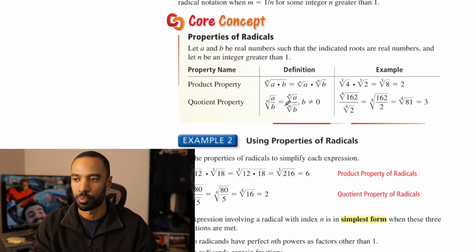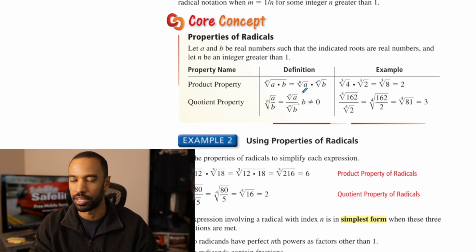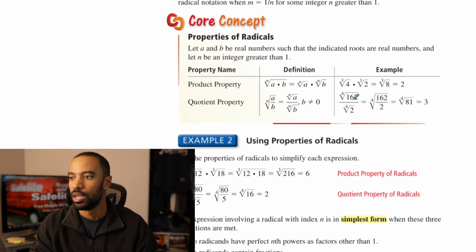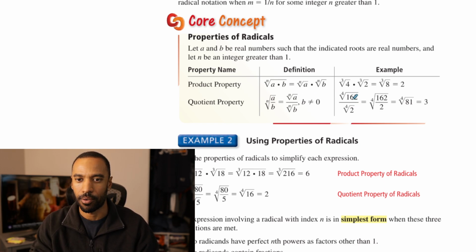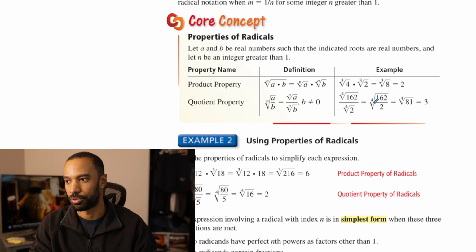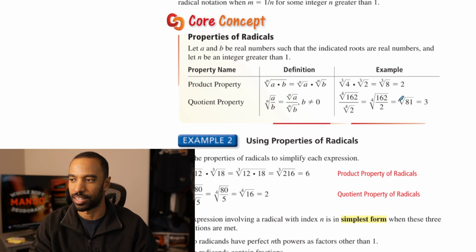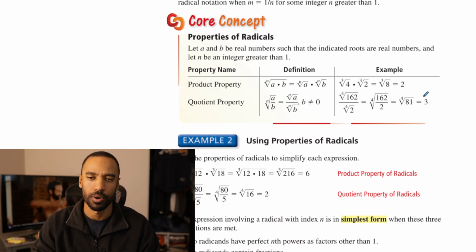And same with nth root of a quotient. You can split them up that way or rejoin them depending on what it is you're trying to do. So they're split up right now. I don't know the 4th root of 162. Don't know the 4th root of 2. But when you divide them under the same 4th root hat like this, you get 4th root of 81, which of course is 3.